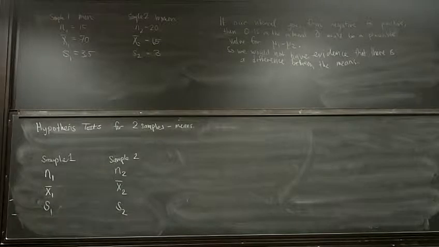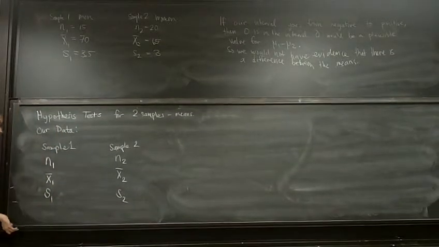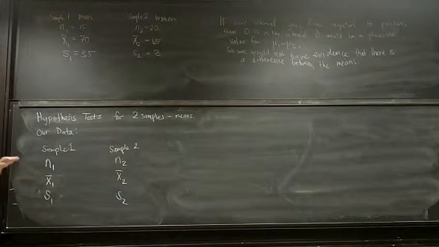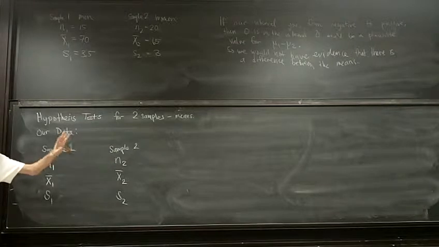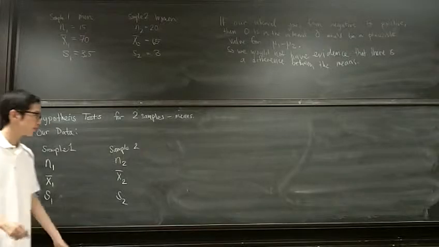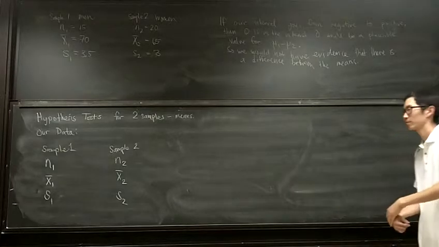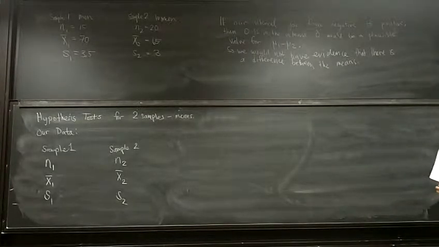Okay. And again, because we're dealing with 2 samples, our data will have these bits of information. The size of sample 1, the average of sample 1, standard deviation of sample 1. Size of sample 2, average of sample 2, standard deviation of sample 2. And this is the hypothesis test for 2 samples, and we're dealing with means. So far, so good? All right.